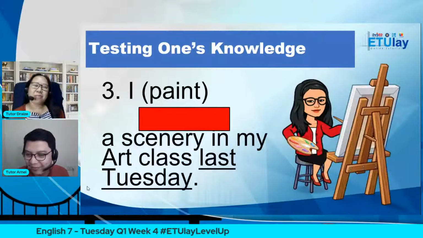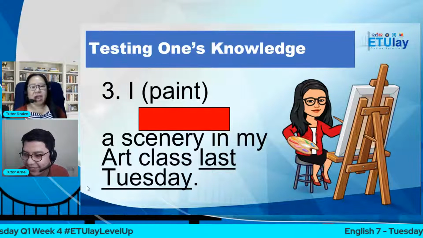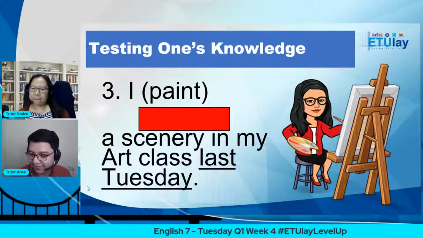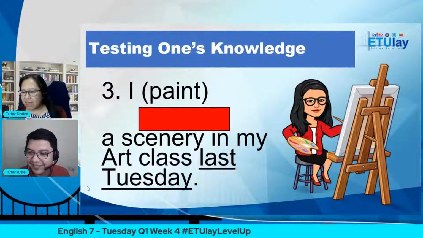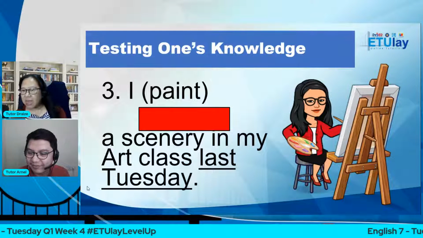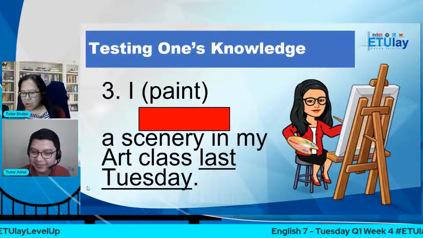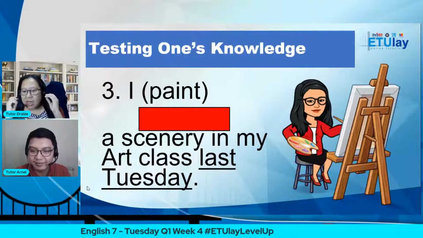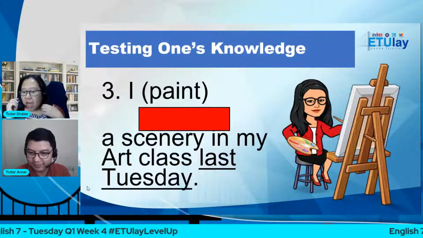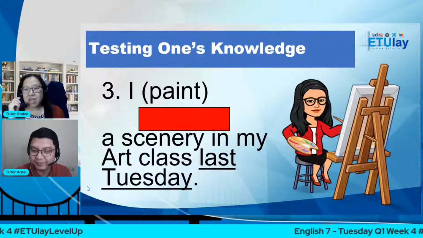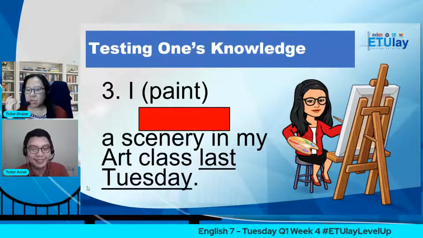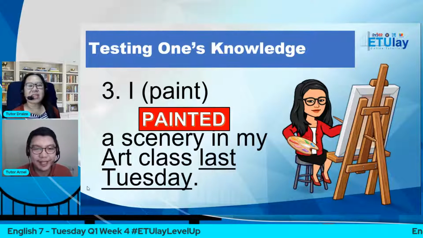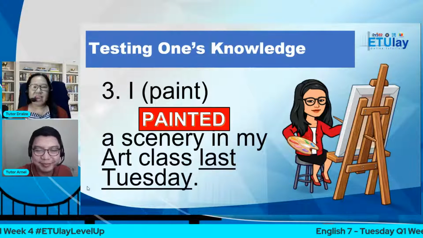Next, let's have number three. For number three: I paint a scenery in my art class last Tuesday. What is the past tense of paint? Okay, let's see if they are already answering. We now have answers here from Kyle Sebastian, who is saying it's painted, and so with Jane Erica. Samantha is also saying it's painted, and so with Arvik. Let us see if that is correct. Very good, that's right. Painted. It's a regular verb.